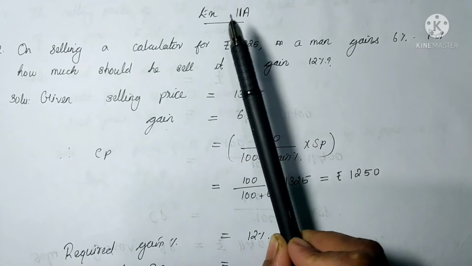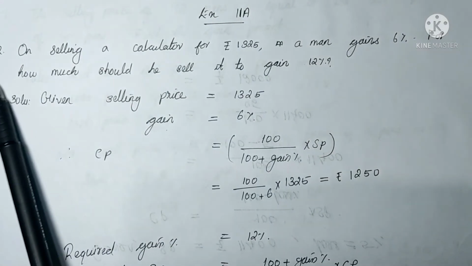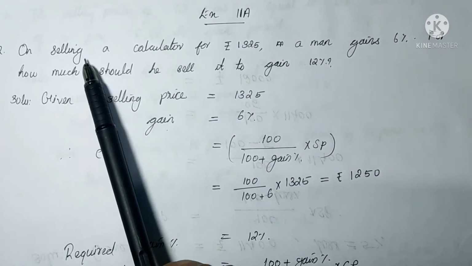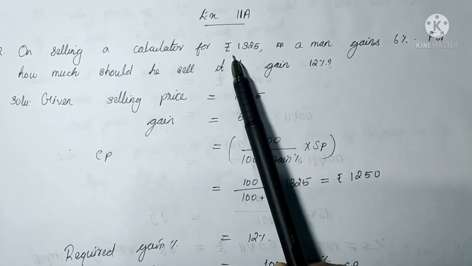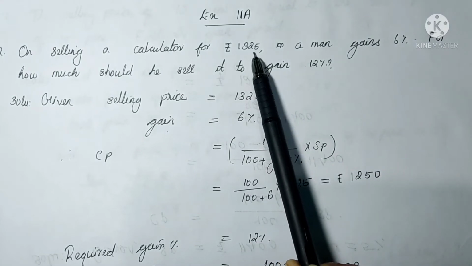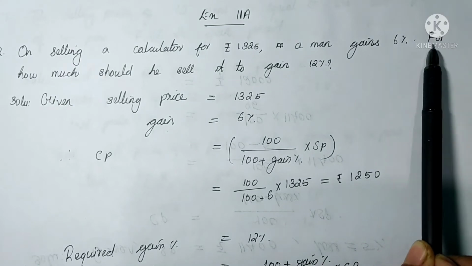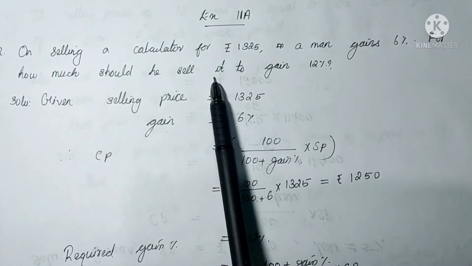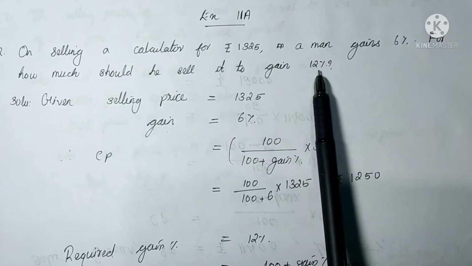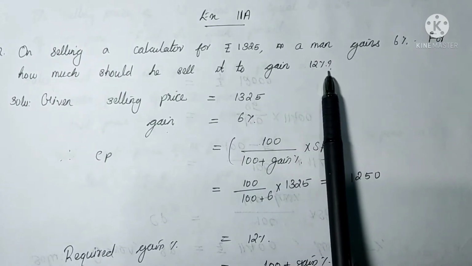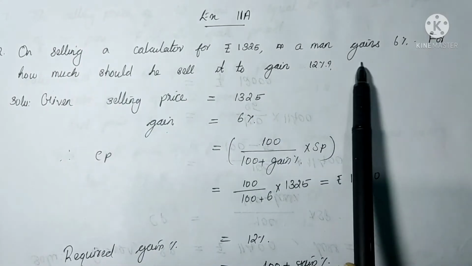Let's continue our profit and loss chapter, exercise 11a, question number 12. On selling a calculator for rupees 1325, a man gains 6%. For how much should he sell it to gain 12%? Listen to the first statement.